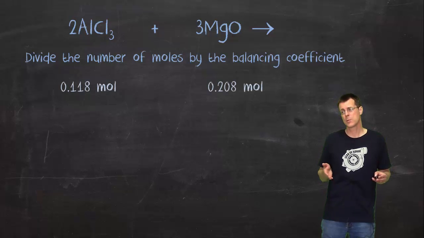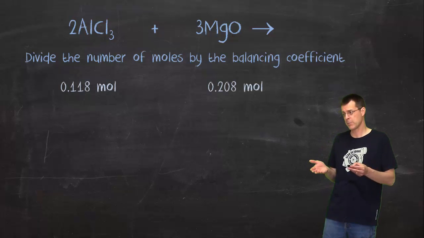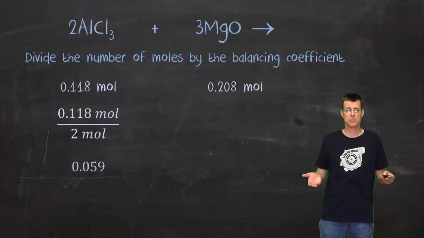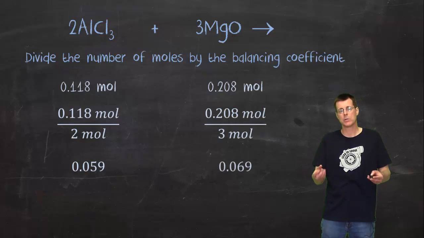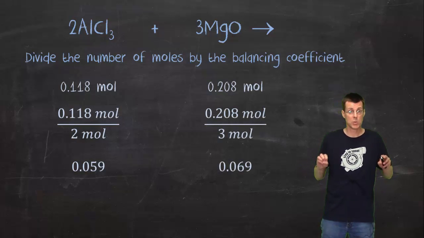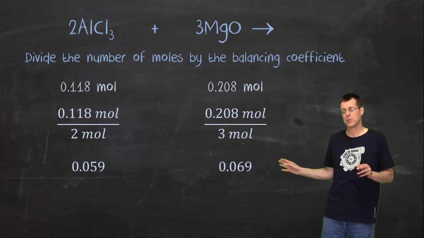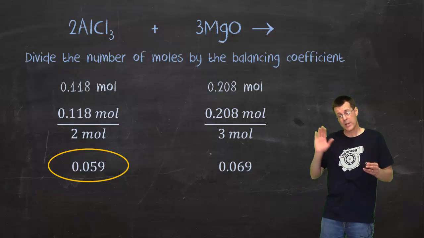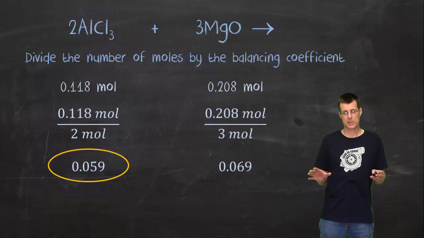All right, so we take our number of moles of aluminum chloride and we divide that by 2. We take our numbers of moles of magnesium oxide and we divide that by 3. So we get a number where the balancing coefficients have kind of been removed. Now I know which one is limiting, the smaller one. So now I can completely ignore the magnesium oxide and just work with aluminum chloride.